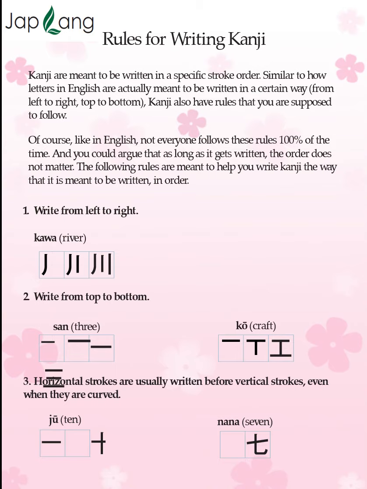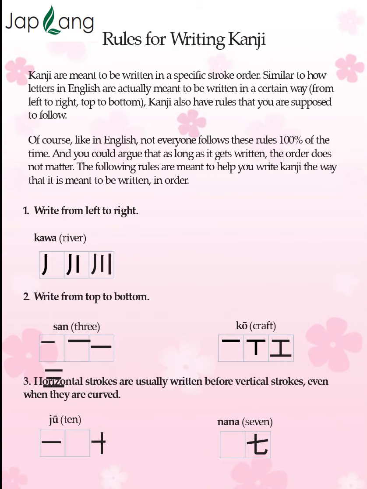Of course, in English, not everyone follows these rules 100% of the time, but most of the time this is the basic rule, that we start from top to bottom or left to right while writing. And we can argue that as long as it gets written, the order does not matter at all. The following rules are meant to help us write kanji the way that it is meant to be written, in order, etc.